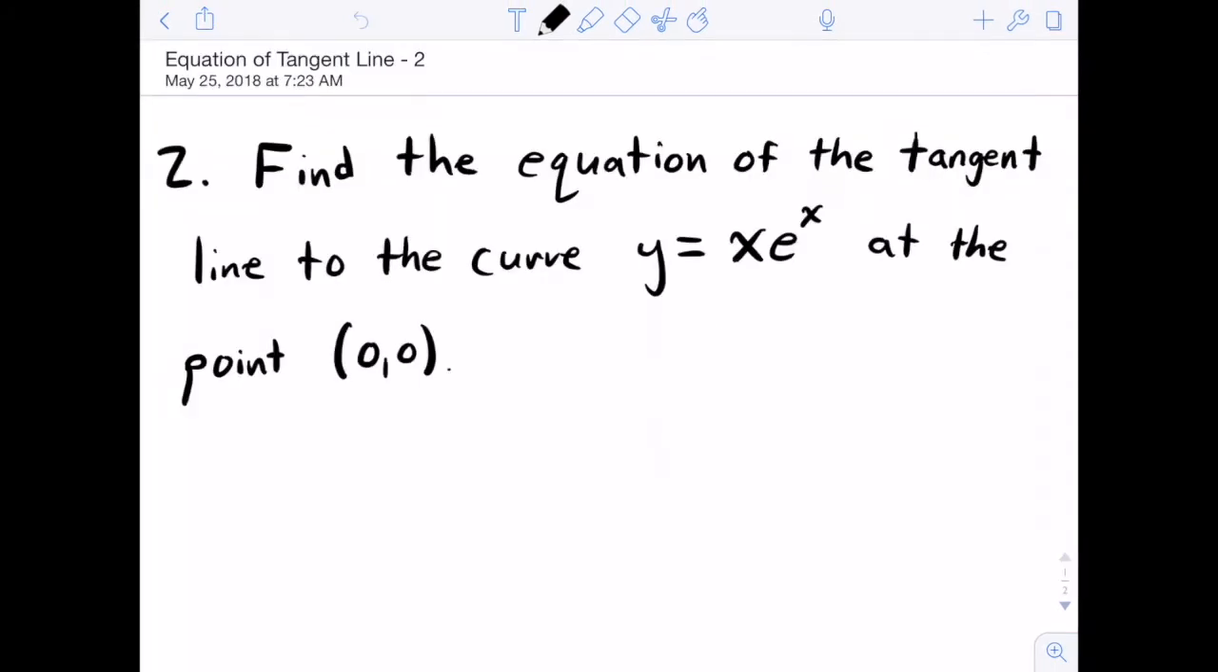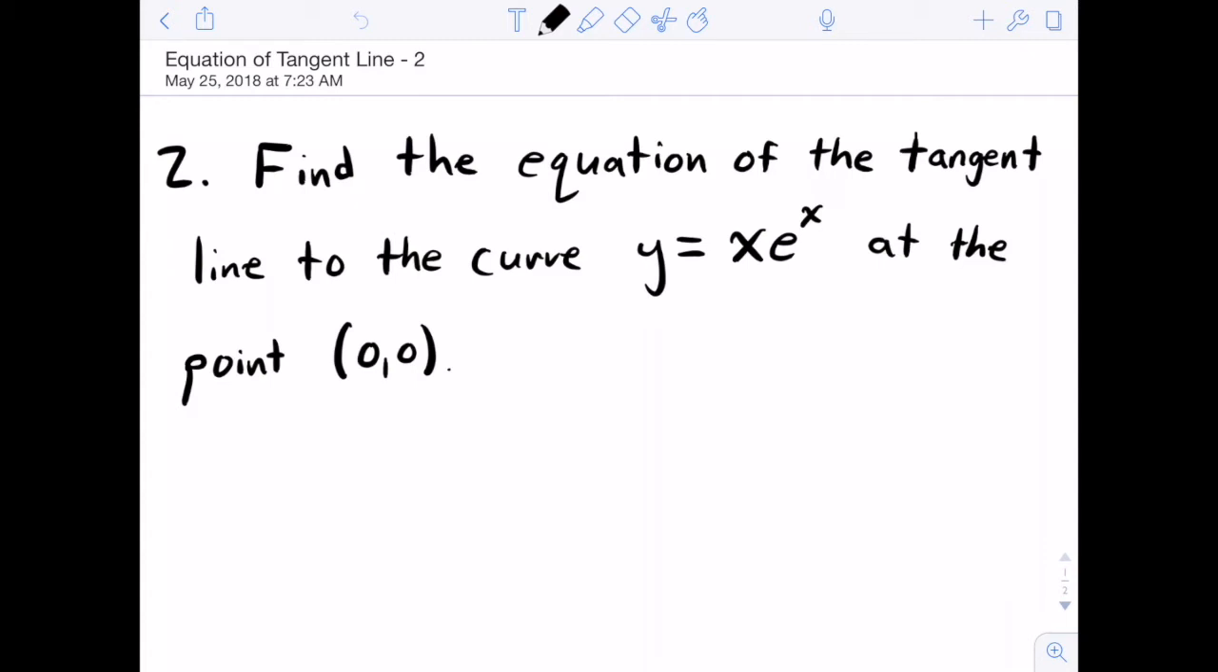In this next problem, we're looking for the equation of the tangent line to the curve y equals x times e to the x at the point (0, 0), so just at the origin. Just like the last problem, it's the exact same steps. The only things that change are the function you're drawing the tangent line to and the point you're drawing it at. But the process is exactly the same.